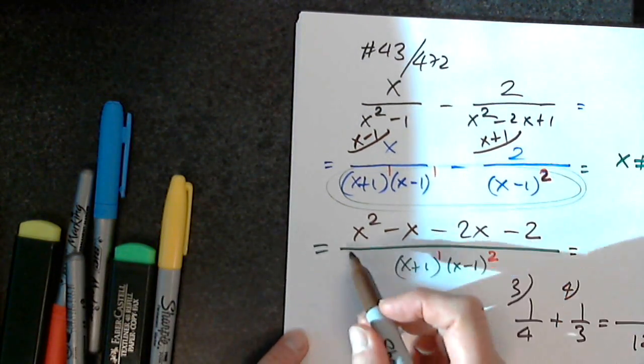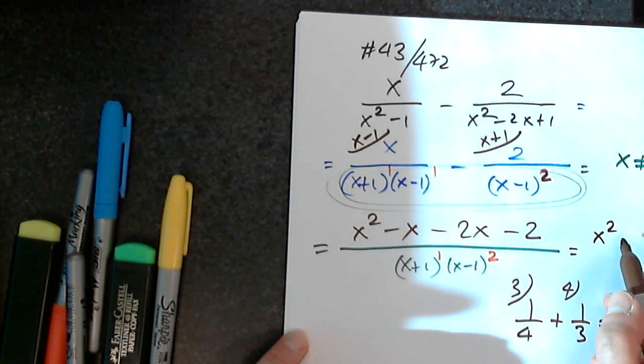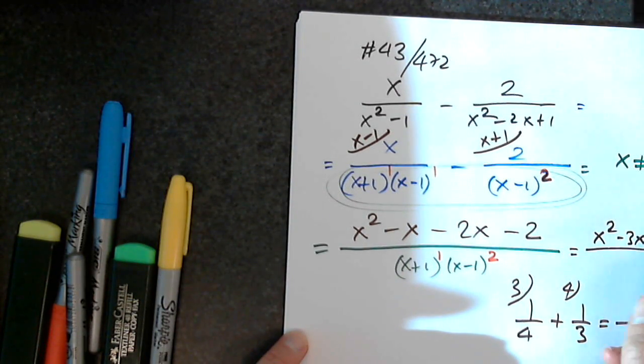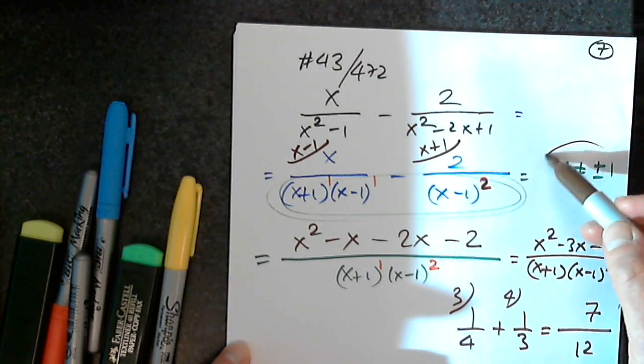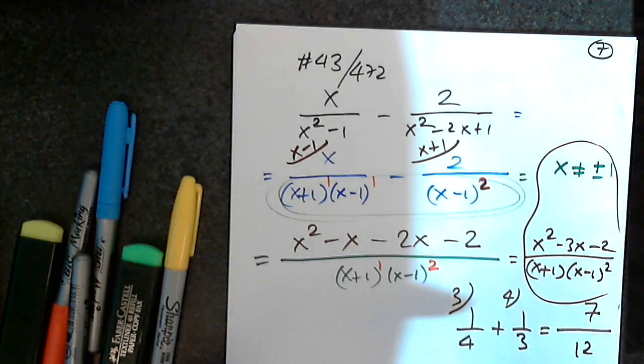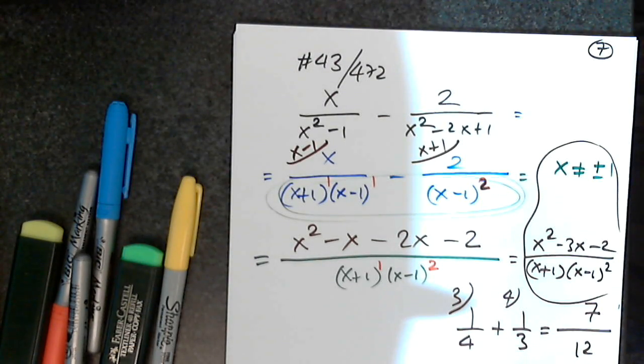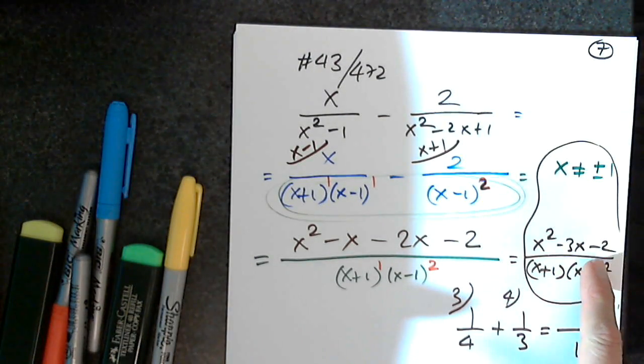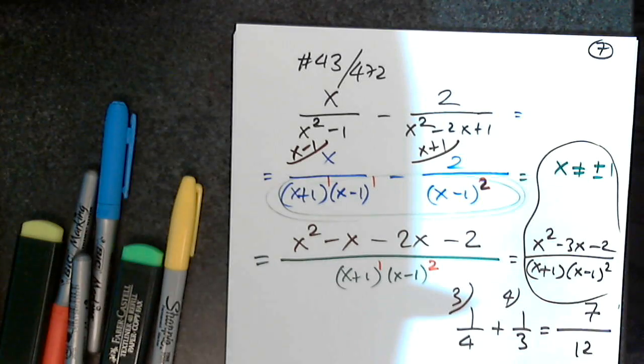Perfect, my pleasure. So then I have x squared minus 3x minus 2 divided by x plus 1, x minus 1 squared. Now I'm asking myself, can I factor the top? And I can, because the product of negative 2 and the sum of negative 3, I can get it. So that will be the final simplified form, assuming that x is not plus or minus 1.